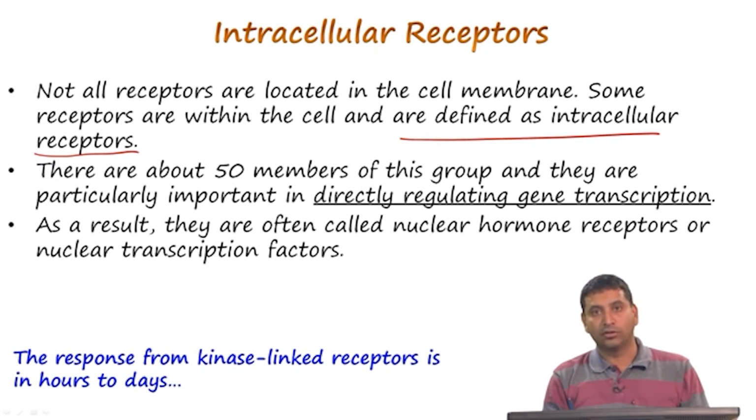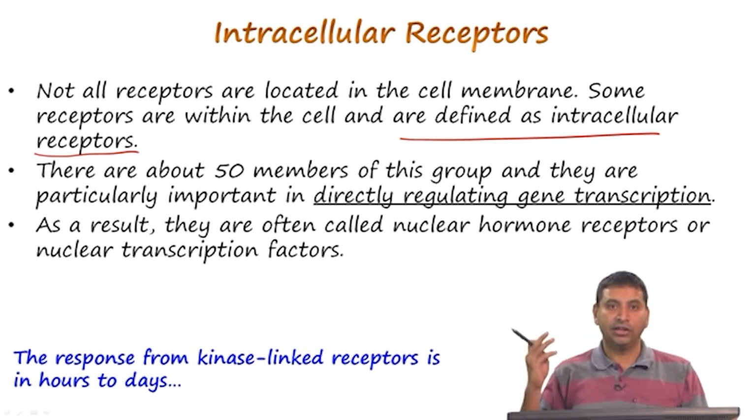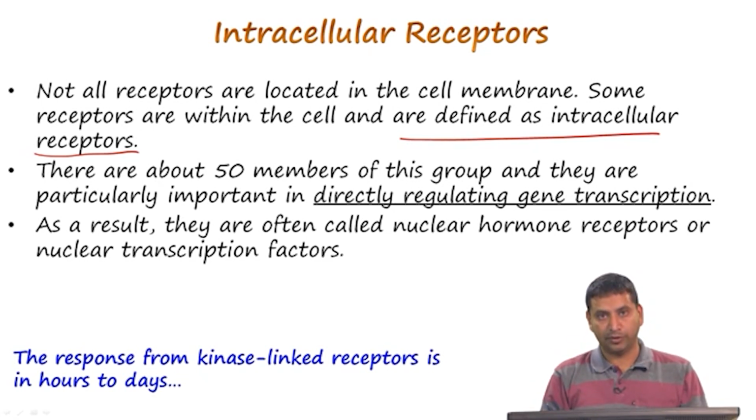For this to occur, the ligand should actually cross the cell membrane, get into the cell and interact with the intracellular receptor. There are about 50 members of this group, and they are particularly important in regulating gene transcription. Gene transcription is the process by which a transcription factor goes and binds to DNA to trigger transcription. The response from these receptors is in hours or days, so it is a very slow process compared to the other receptors that we have looked at.